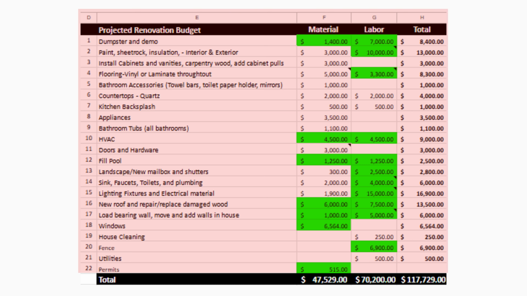Now, these are going to be quotes and estimates that I've gotten. I've been doing this a while, so I kind of know what things cost based on projects I've done in the past. But as you can see, I have things broken down from paint, cabinets, flooring, countertops, HVAC, windows, even cleaning, utilities, any permits. You need to know every single piece of information that you can before you buy it.